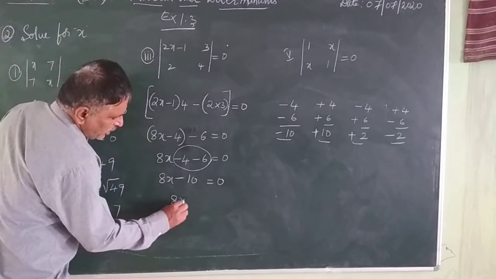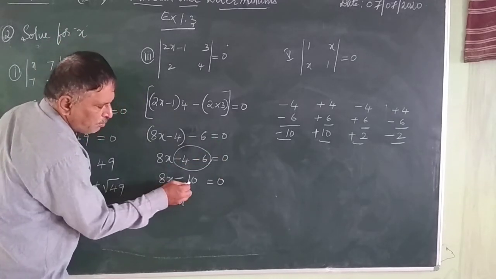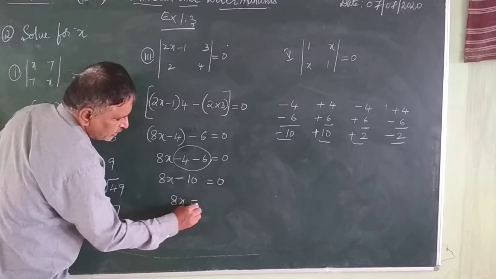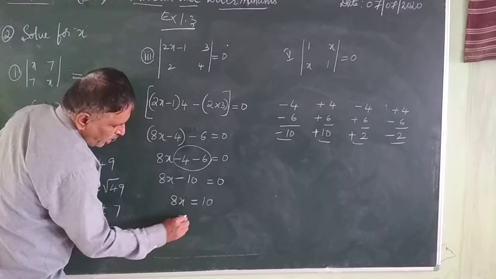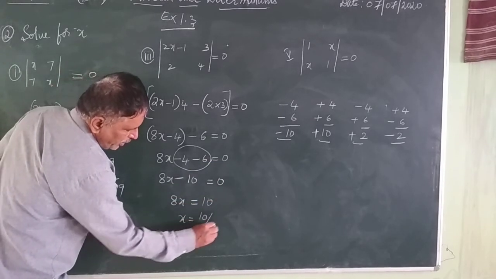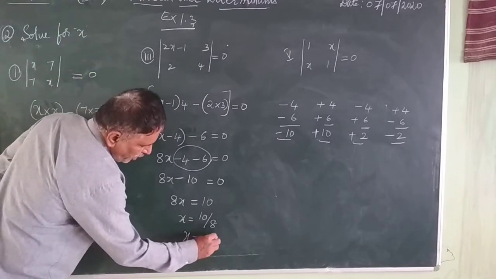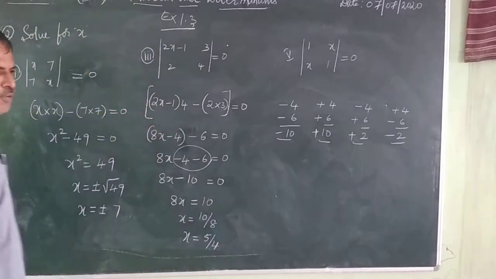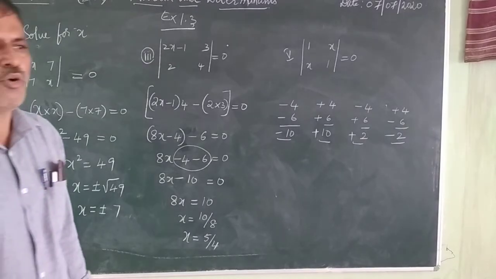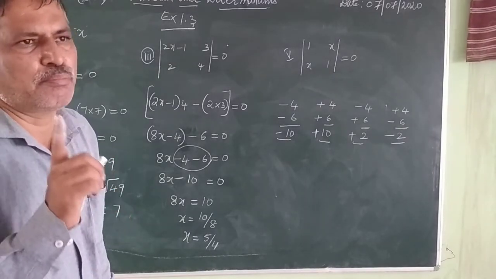So 8x, because this is a variable and this is a constant, if I send that to the other side, that will become 10. Or x is equal to 10 by 8, both will go with 2, so x is equal to 5 by 4. Okay, you remember all the fractions should be written in the simplest form.